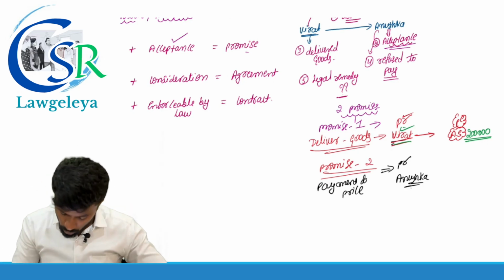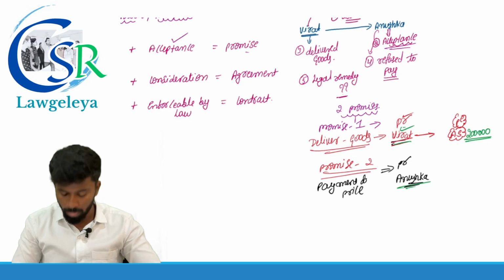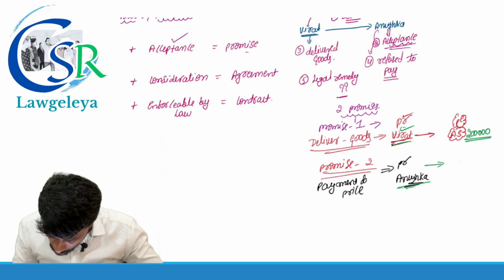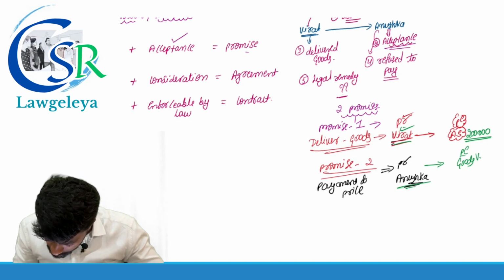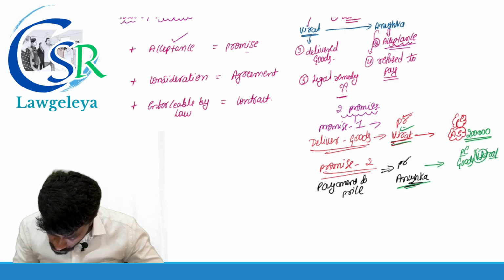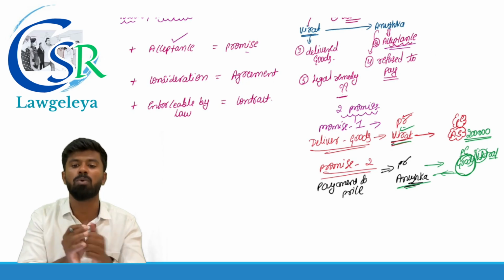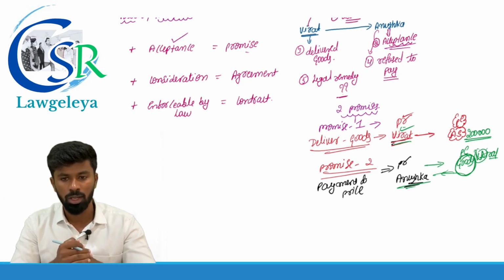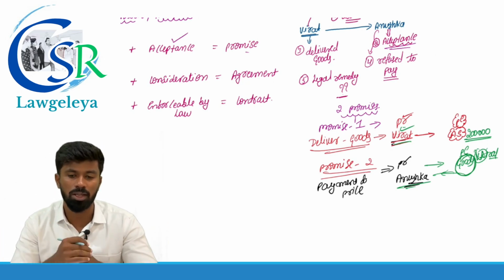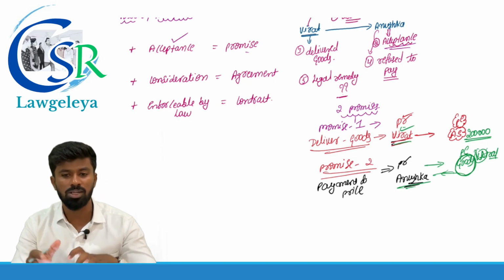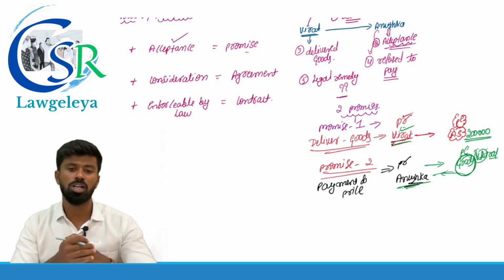For the second promise, the promisor is Anushka. At the desire of Anushka, Virat is giving the goods. This is the consideration for Anushka, because Virat is giving the goods Anushka wants, not whatever he wants. He is doing something at Anushka's desire, and that is the consideration for Anushka's promise.